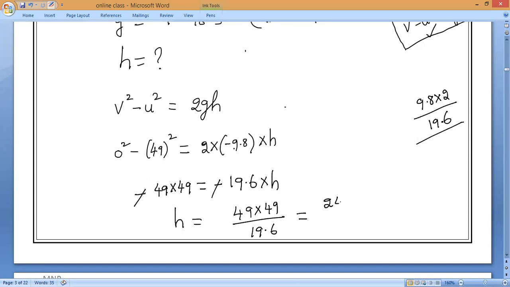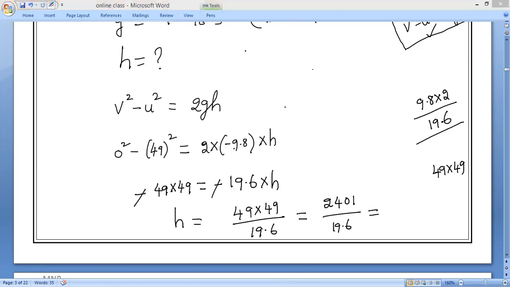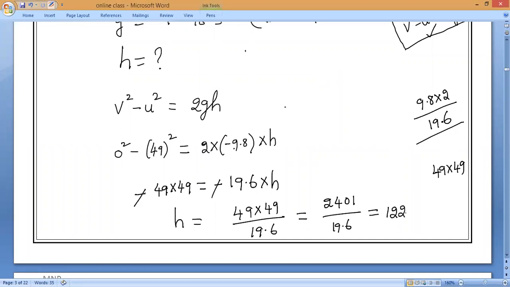So please all of you solve 49 into 49. You will get 2401. Do the multiplication, everyone. Divided by 19.6. So solve this one and tell me your answer. I am waiting for your answer. Mr. Akilan already told the answer. He got the answer is 122.5 meters is the height. Others also should get. Akilan told 122.5 meters is his answer. Others, let me see. Are you getting or not, you tell me. So 122.5, sir.